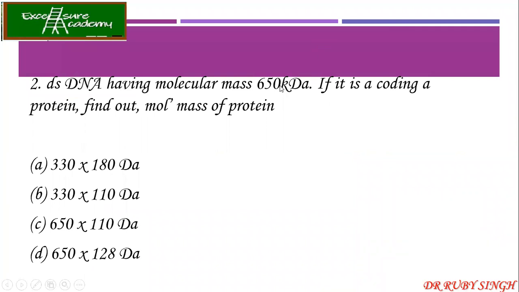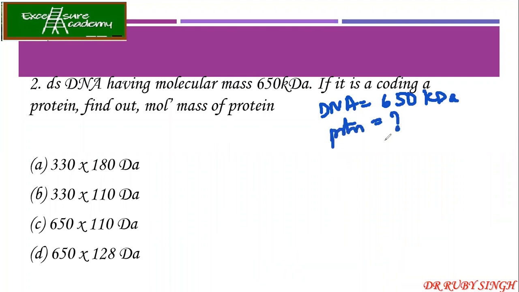Double-stranded DNA having molecular mass of 650 kilodalton. If it is coding a protein, find out the molecular mass of protein. So DNA molecular weight is given as 650 kilodalton. Now they're asking the protein weight. So how are you going to do? What is the first step? DNA to protein. What you should remember? 3 nucleotides equal 1 amino acid. So what should I do with 650 kilodalton?